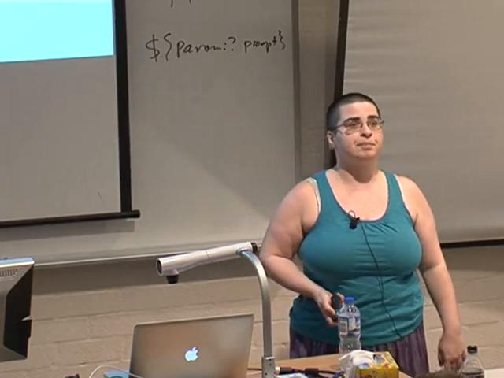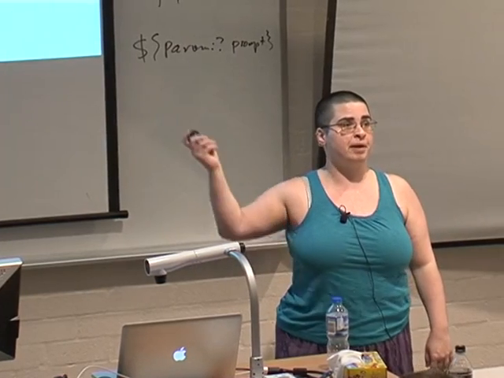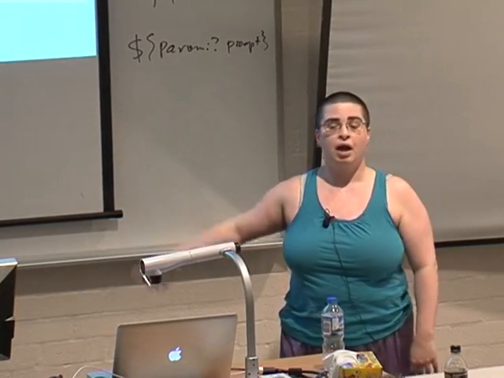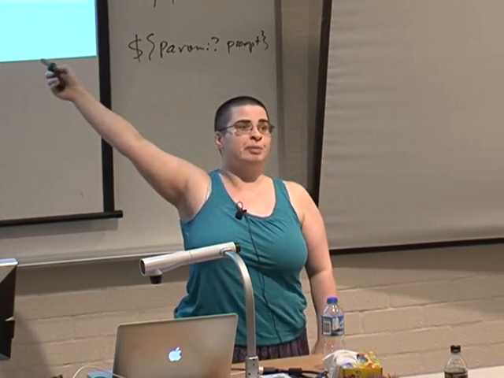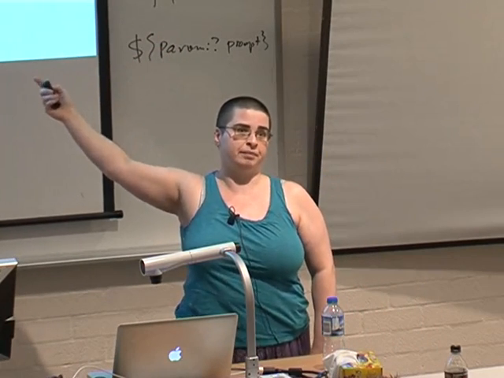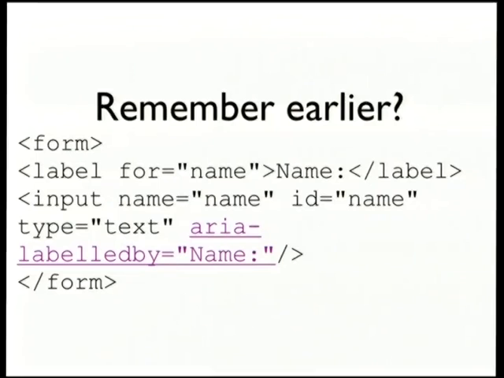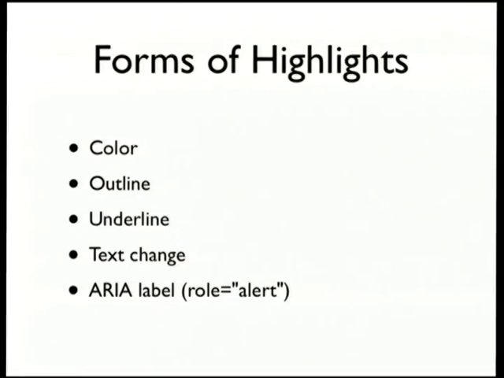Remember earlier when I pulled up the slide and I was showing you about the ARIA label? I not only turned it purple, I underlined it. Those are two of the ways that you can convey that something has changed. Here's a bunch of different ways. There are others, this is just a sampling. You can change the color. But again, remember your color contrast and don't just rely on color.